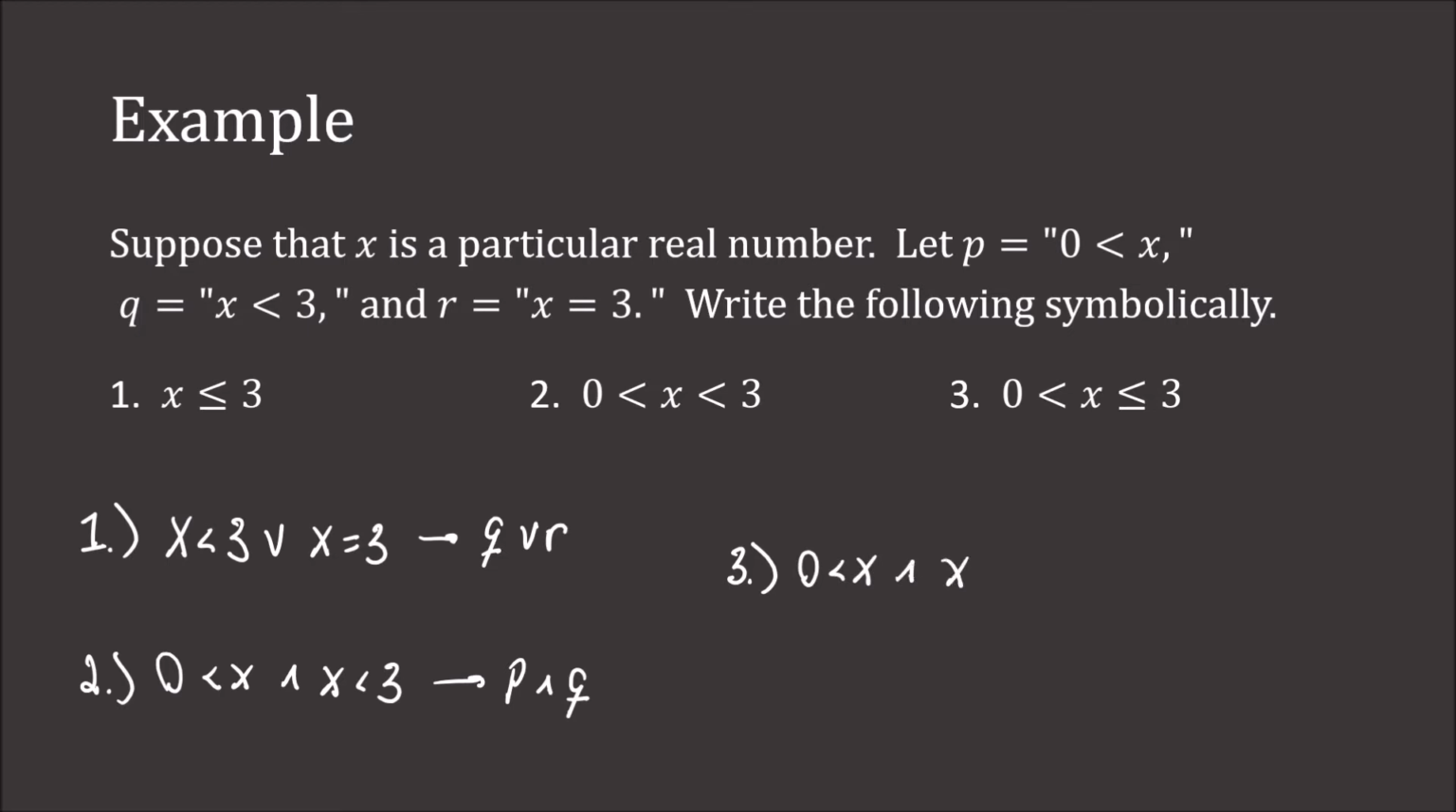For the third statement, we have 0 is less than x, and x less than or equal to 3. Which is 0 less than x, and in parentheses, because x less than or equal to 3 is one statement, x less than 3 or x equals 3. Now using the statement variables, you get p and, in parentheses, q or r.